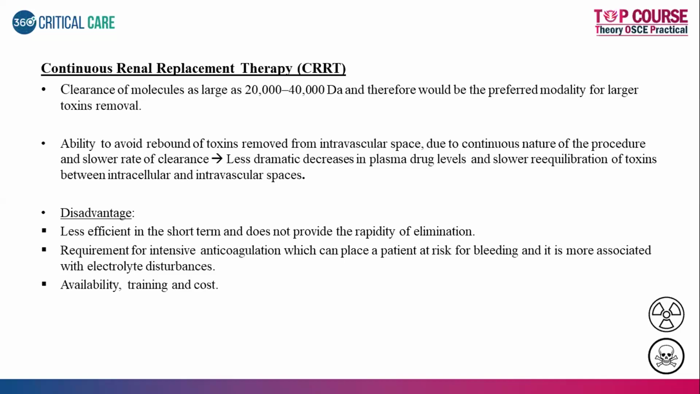Now coming to your CRRT, CRRT can remove higher molecular weight substances. 20,000 to 40,000 Dalton substances can be removed through CRRT. And the important advantage is here, the rebound of toxins will be comparatively less as seen in intermittent hemodialysis. Okay, that is the advantage. But disadvantage is that its efficiency is very low compared to IHD.